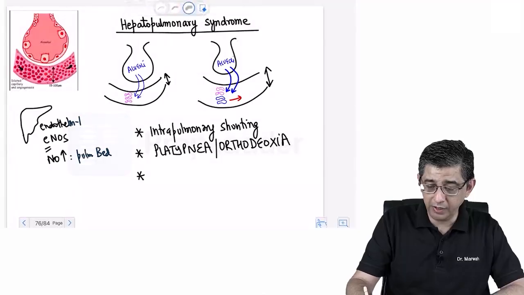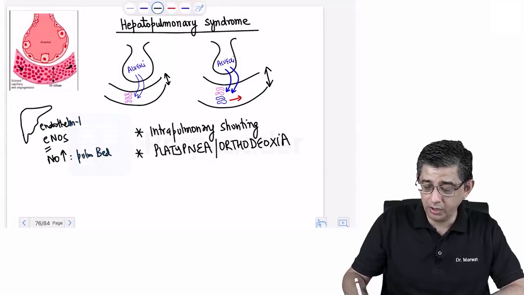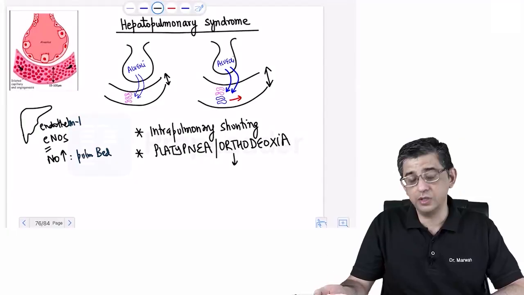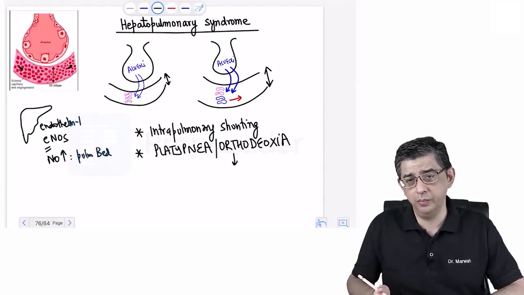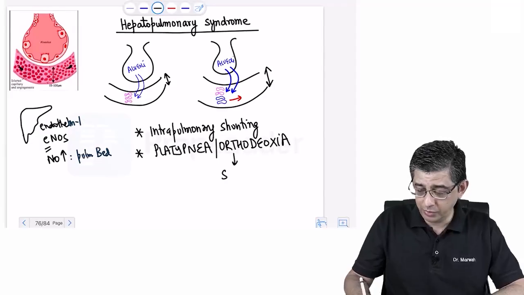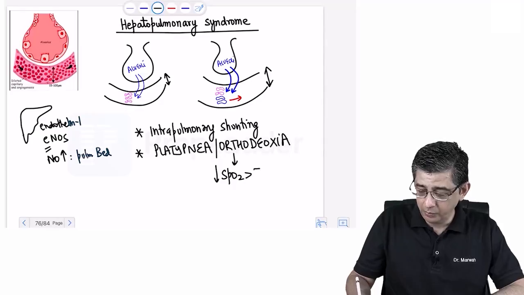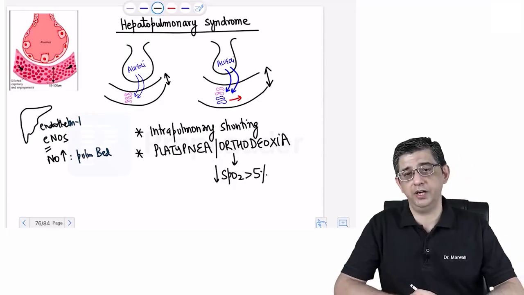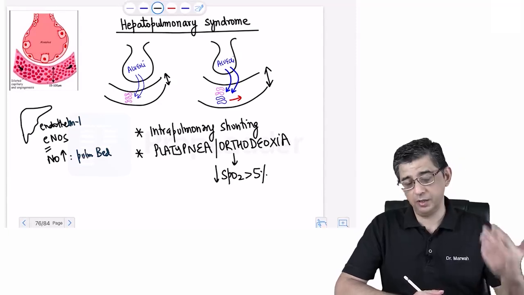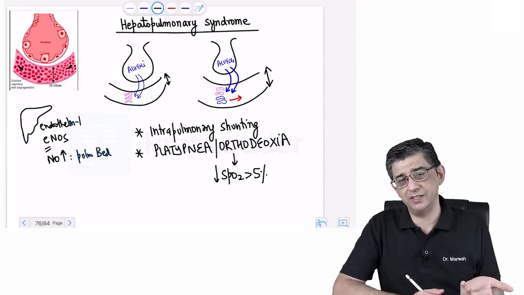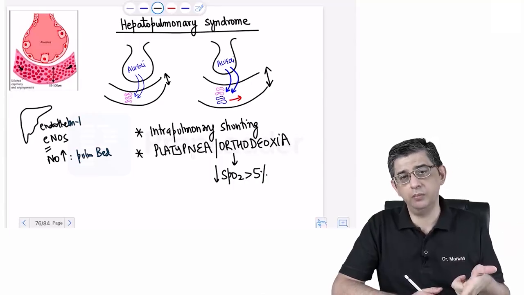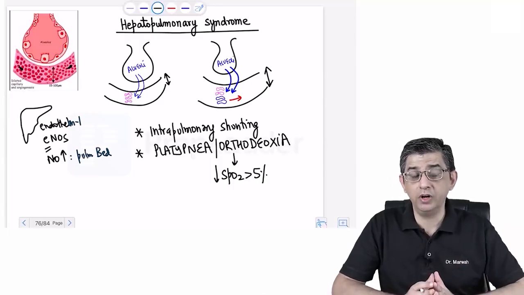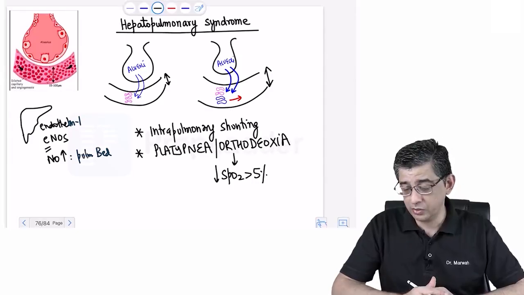Now, what will be, in fact, in the exam, he can even ask you regarding the definition of orthodeoxia. So what you want to use is a pulse oximeter in this patient. When you are using a pulse oximeter, you will notice that the SpO2 of this patient will fall by as much as more than 5%. Let me say while he was sitting as compared to when he's supine, or you can do vice versa as well. He could be lying down and then you can make him sit up, just to be sure that you're not having any errors on the part of the pulse oximeter as well.